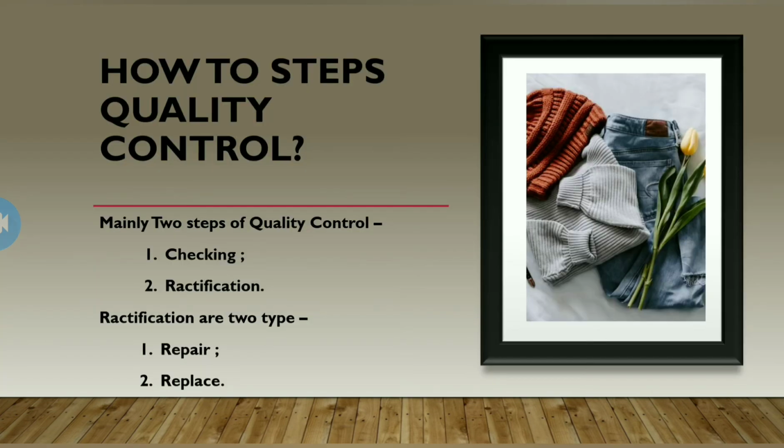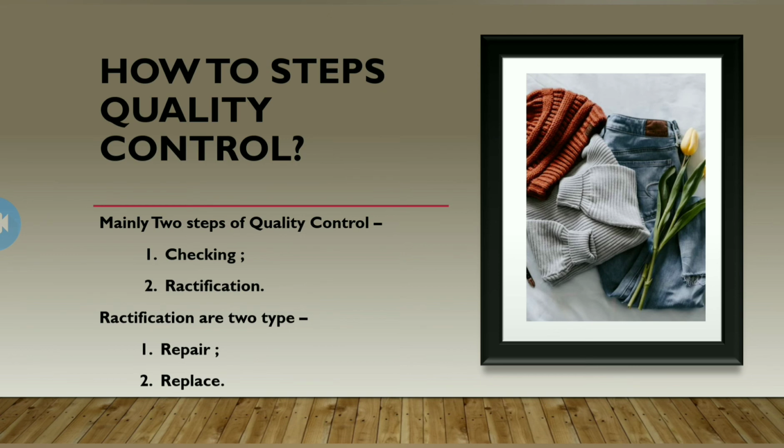Steps of quality control. Mainly two steps of quality control. Number one, checking, and number two, rectification. Checking: importers often want to know the best way of clarifying their product requirements to their suppliers, who might check an order before shipping. Rectification has two types, repair and replace.